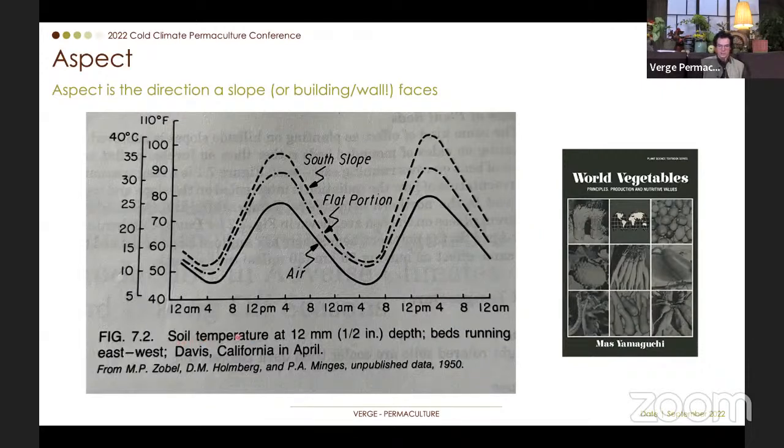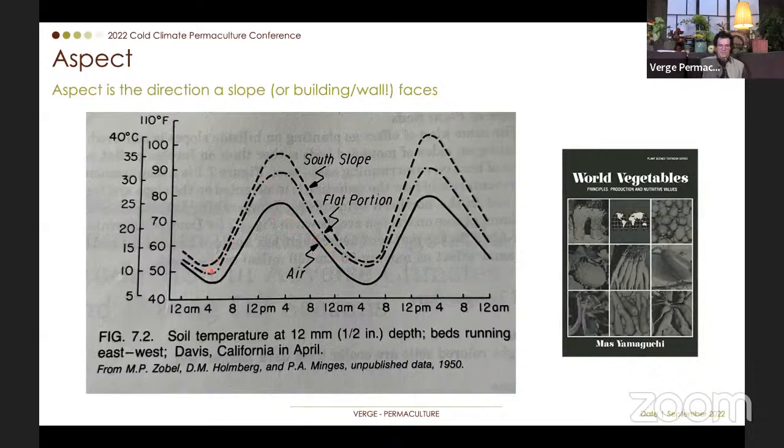So this is soil temperature at 12 millimeters, about half an inch depth, and beds running east to west, again, likely for maximum solar gain. And so the ambient air temperature, if you'll notice, is lowest down here throughout the day. We're starting at 12 a.m. here, 12 p.m. That's one full day. So that is a diurnal cycle right there.